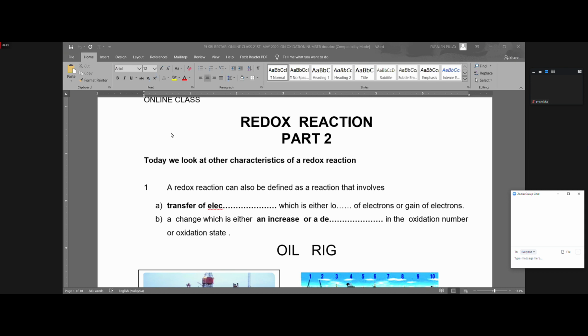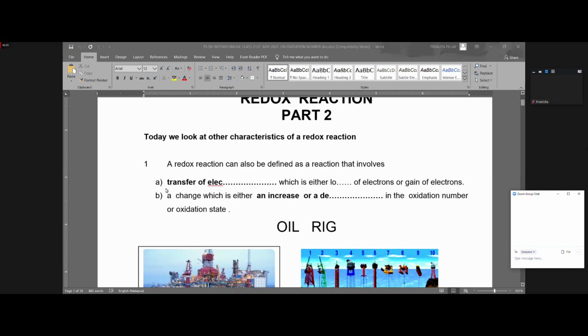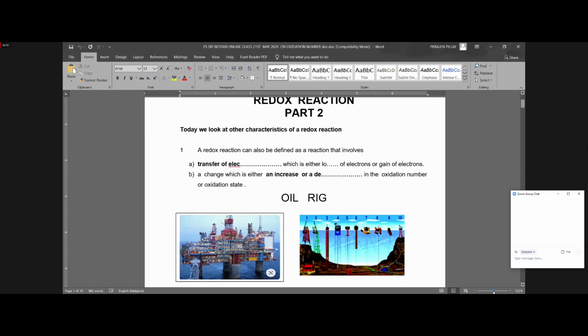So today we go to another part where we look at what is known as transfer of electrons. This is a more popular part for your SPM. More of the questions will be set on this transfer of electrons. So we look at other characteristics of redox reaction. You look at A. You note it down first. Redox reaction can be a transfer of electrons. Write that down. Continue the word, the transfer of electrons.